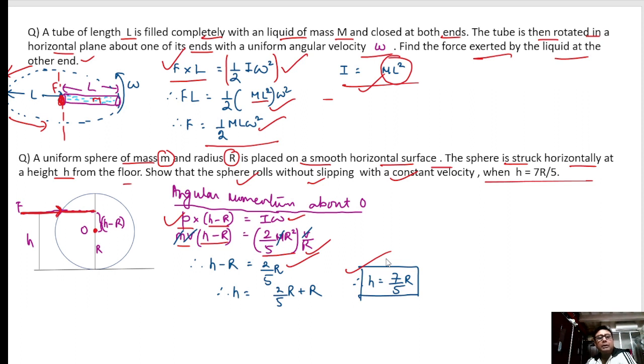So angular momentum of the system is conserved. Angular momentum is momentum into the distance. So the momentum is m into v into h minus r. Okay, and v is the speed of the center of mass. So using this concept, we get the height from where the force should be given.